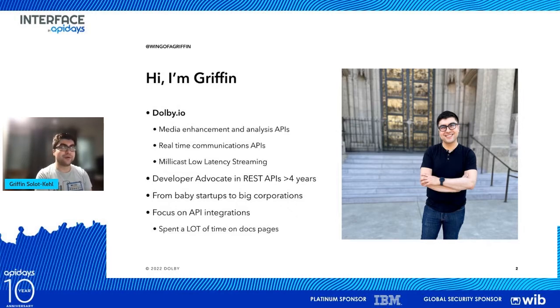I've been in this space for over 4 years, using REST APIs the entire time, from baby startups of 20 people or fewer to large corporations of thousands of people. So I have a big focus on API integrations. I have spent a lot of time building Slack apps, building on Twilio, and building with Google Cloud. I've spent a lot of time on different documentation pages, which made me think about what works and what doesn't in terms of having a good API.